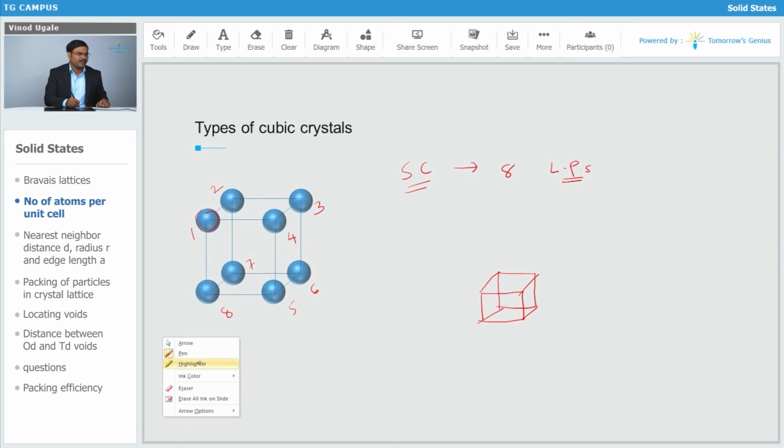So suppose I am considering the particle kept at this position. Suppose the third one I am going to consider, and whatever we are going to do for this particle will be applicable for all the particles at the corner. Okay. So this particle we are going to think about. Now let's see by how many unit cells it is going to be shared.